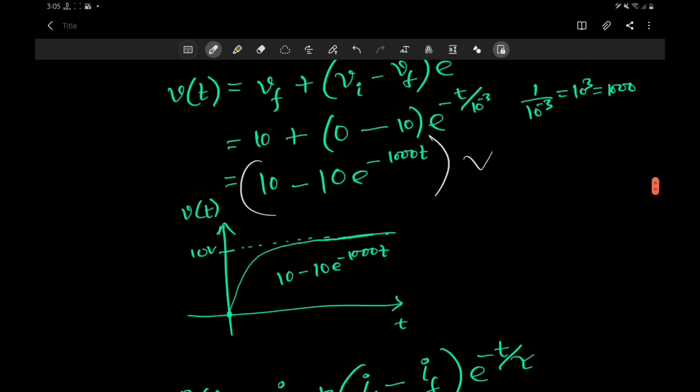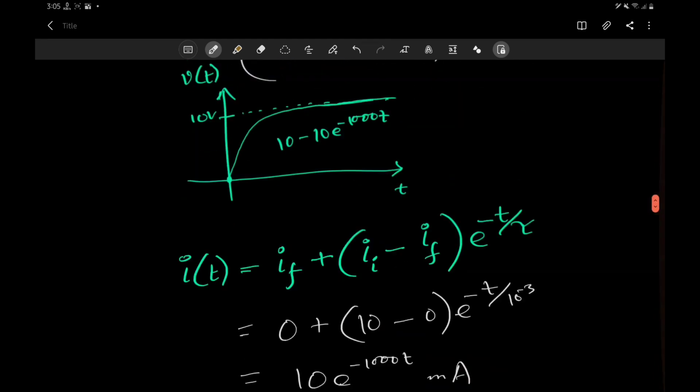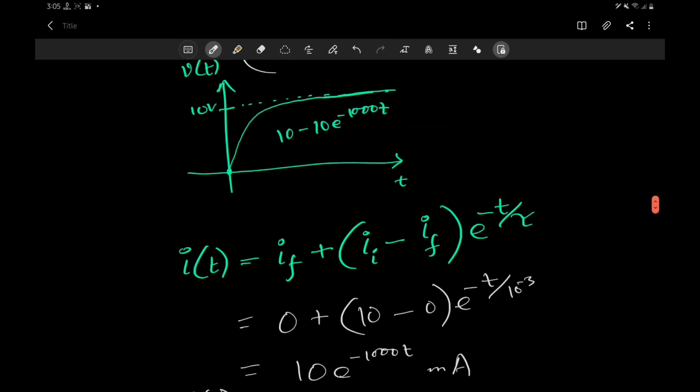So this is in volts, right? So this is like 10 milliampere, and it starts from there and drops down almost to 0. It almost reaches 0. Okay, almost like that. And you can match this with the simulation results.